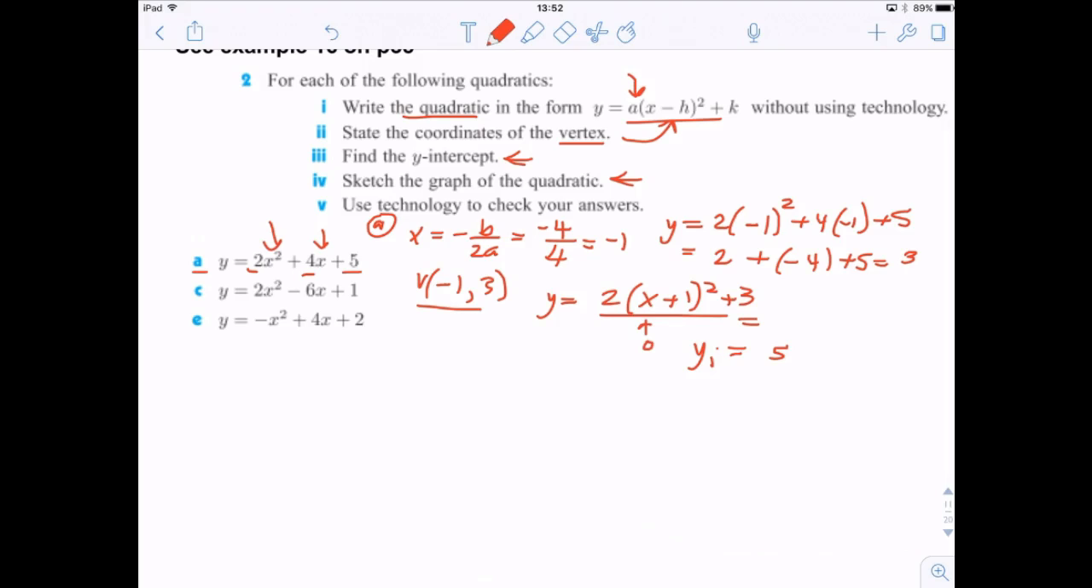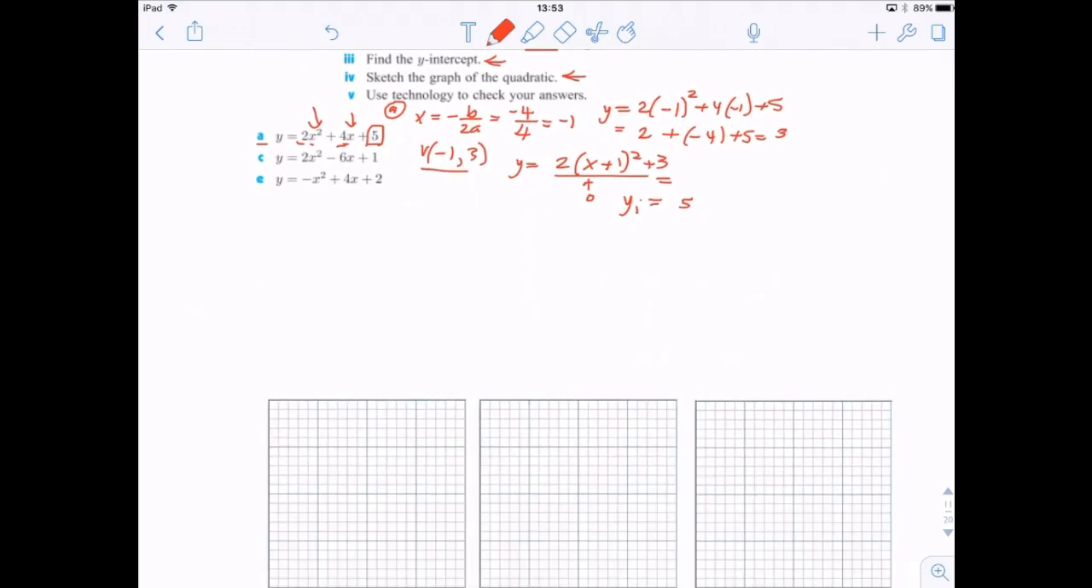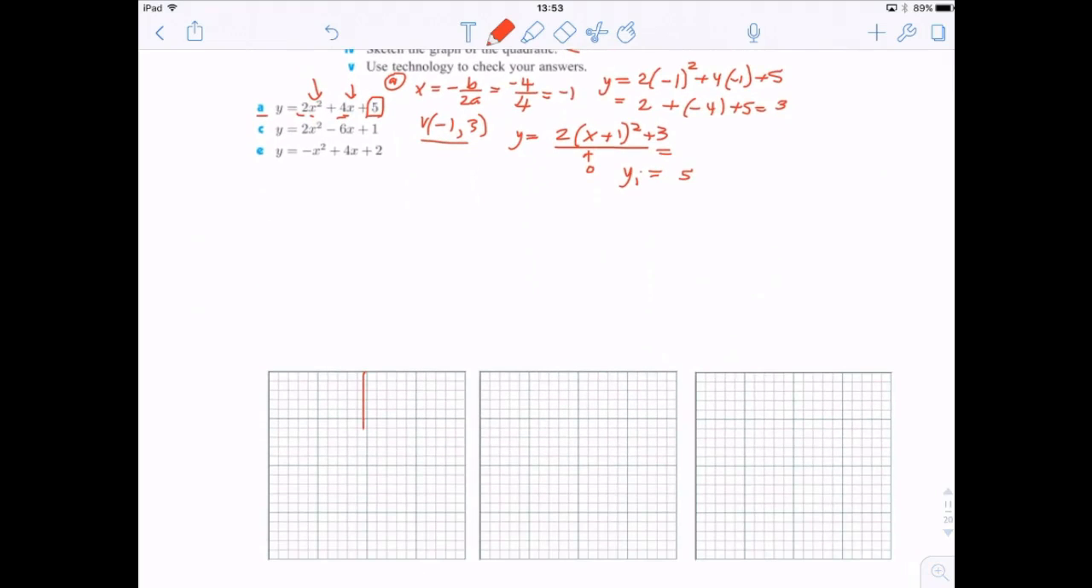The other way you could do it is you could look back at the original equation, because the original equation does tell you the y-intercept immediately, because the c value is the y-intercept. Notice if you put 0 in for x here and here, these two terms disappear, leaving only the c term, which is 5. Okay? So we just found the y-intercept. Now it says to sketch the graph. Okay, so to sketch the graph, we're going to use the fact that the vertex is negative 1, 3, and the y-intercept is 5.